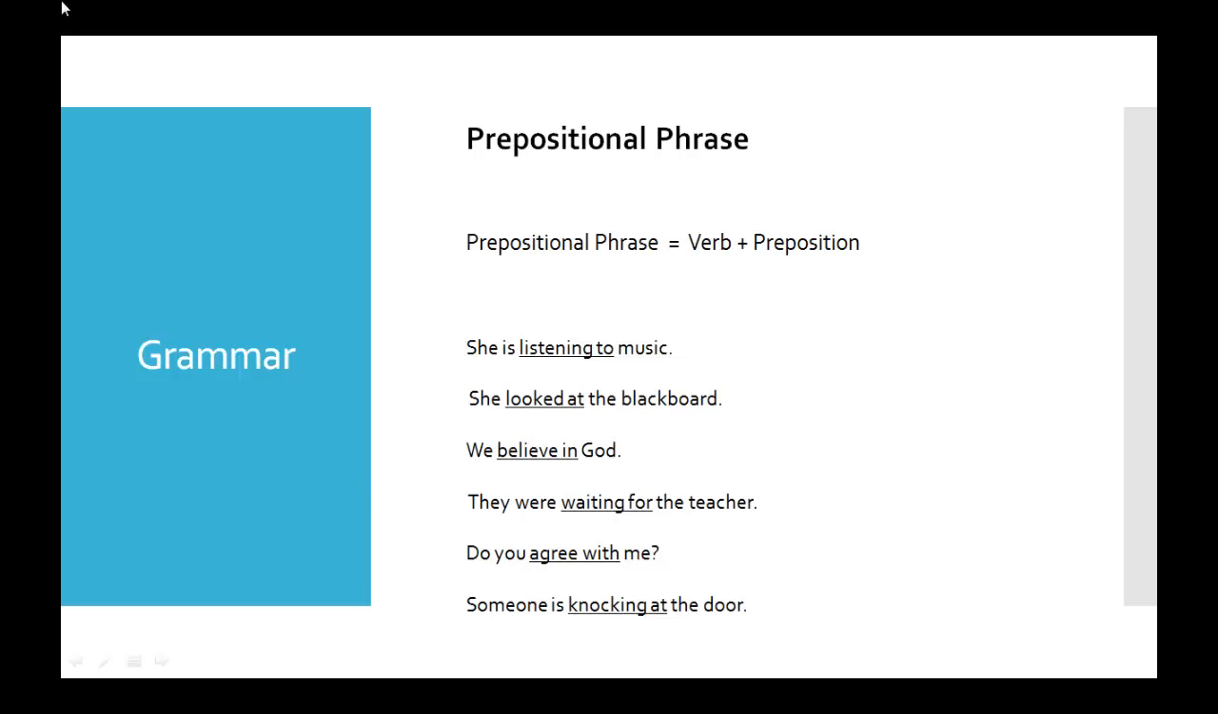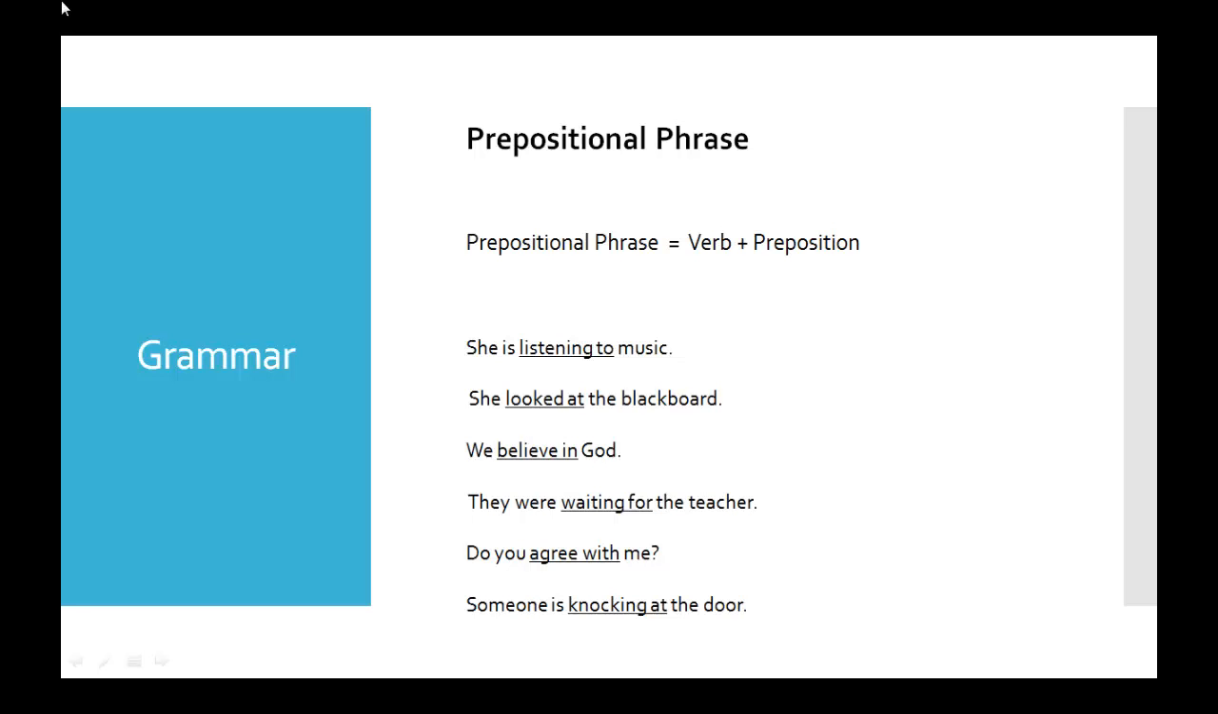For example, he knocks at the door. In this sentence, knock at is a prepositional phrase which contains a verb knock and the preposition at. Without the use of the correct preposition after a prepositional verb in a sentence, the sentence is considered to be grammatically wrong.